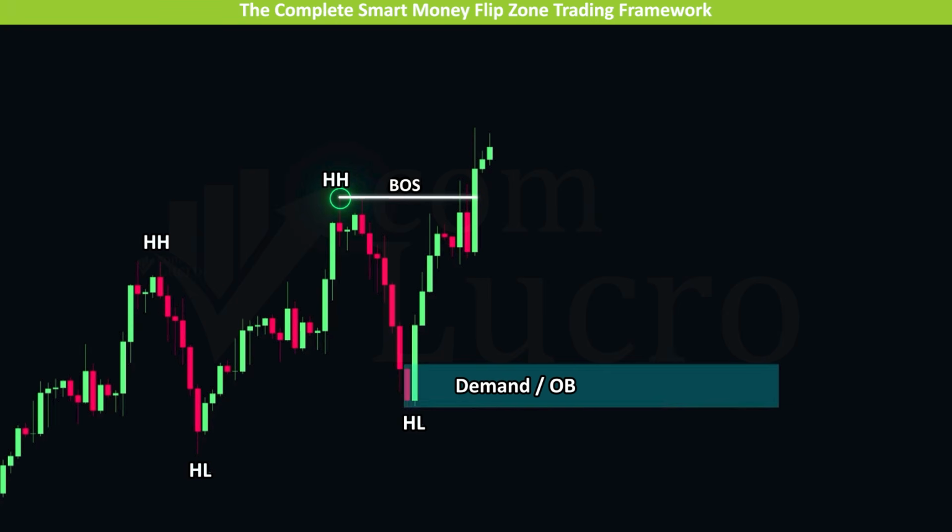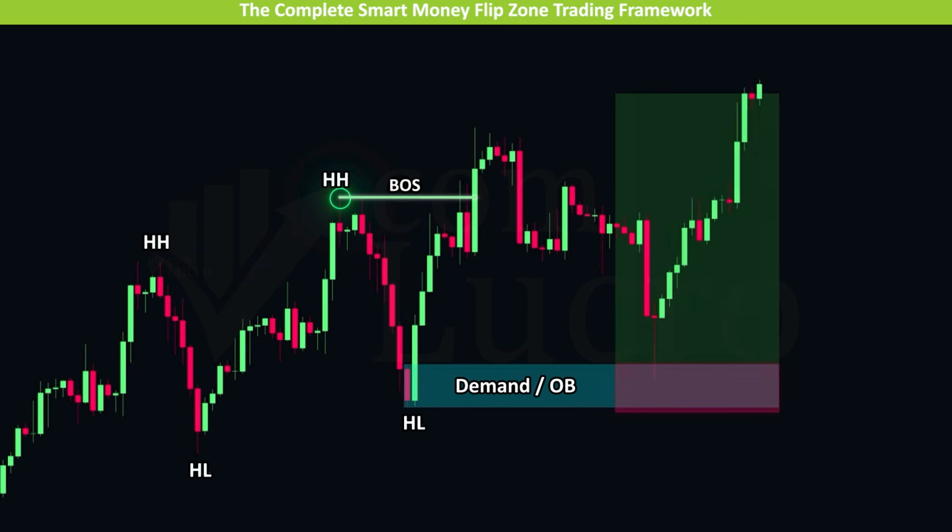But here is the most important part. We do not chase price. Instead, we remain patient and wait for price to return to that zone. When price comes back, we observe how it reacts. If we see the right type of confirmation, that is our signal to enter the trade.